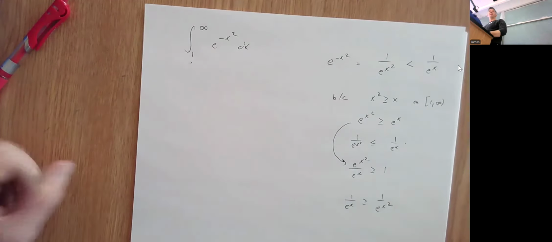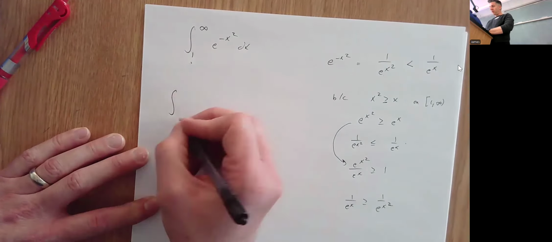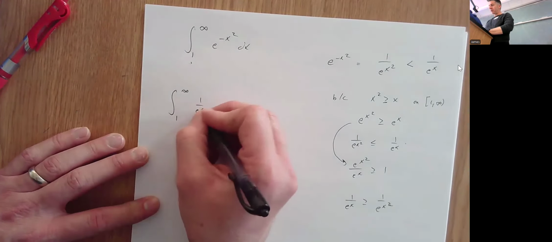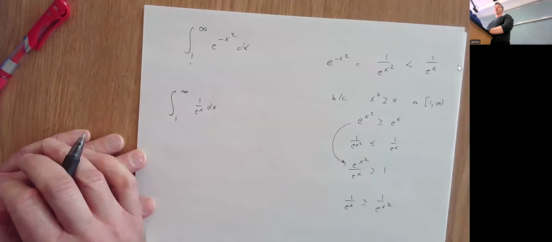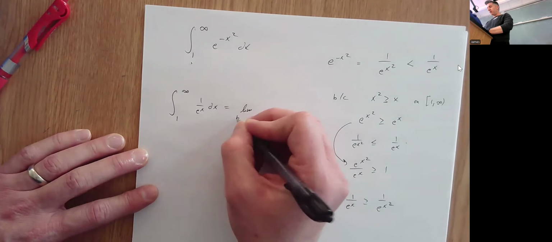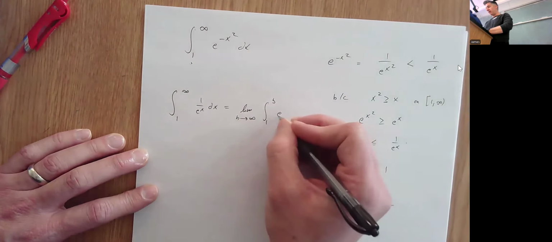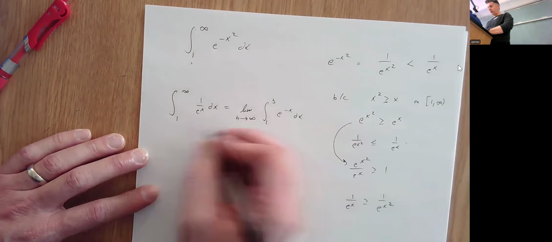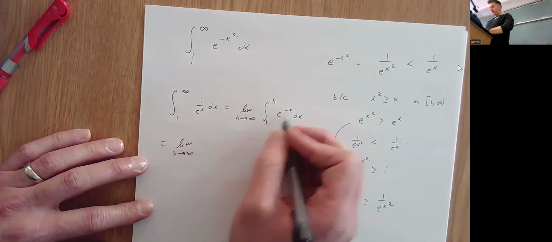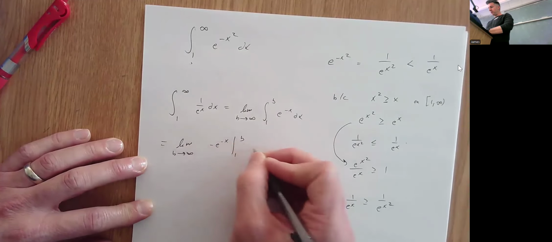So great. Here's what that means for us. It means that if the integral from 1 to infinity of 1 over e to the x converges, then this also converges. And it does, because this integral is the limit as b goes to infinity of the integral from 1 to b. I'm going to write this as e to the negative x. I'm going to integrate. The integral of e to the negative x is negative e to the negative x from 1 to b.